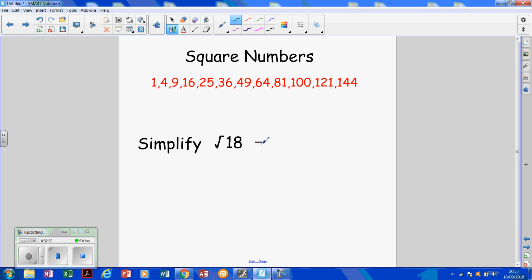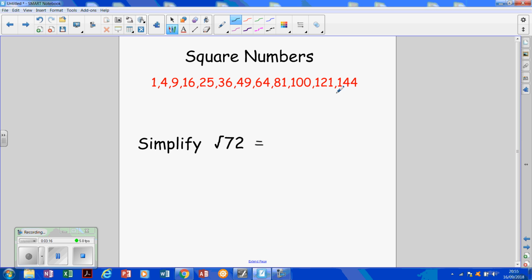Square root of 18. Looking down the list, the biggest number that divides into 18 is 9, so that becomes the square root of 9 times 2. Break your root sign, becomes the square root of 9 times the square root of 2. Square root of 9 I can do as a square number, so it becomes 3 root 2.